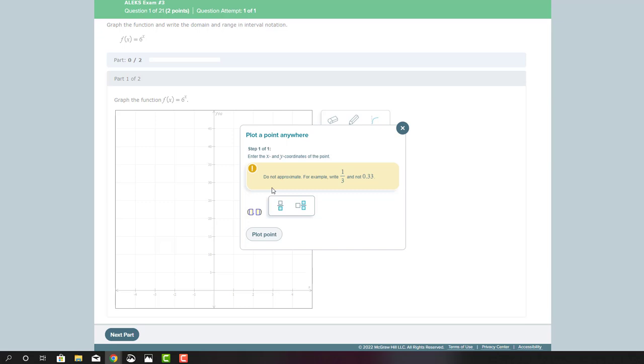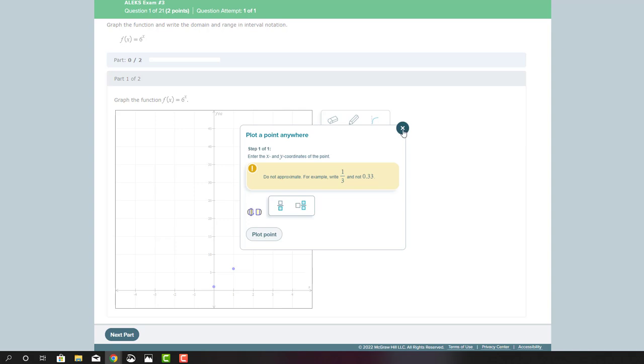If I plug a 0 in, 6 to the 0 is 1. So 0, 1. And that's always on every exponential function, unless there's been some shifting. So I plot that point. And then I'm also going to see what happens when I plug in a 1. So 6 to the 1 is going to be 6. So when I plug in a 1, I get 6.